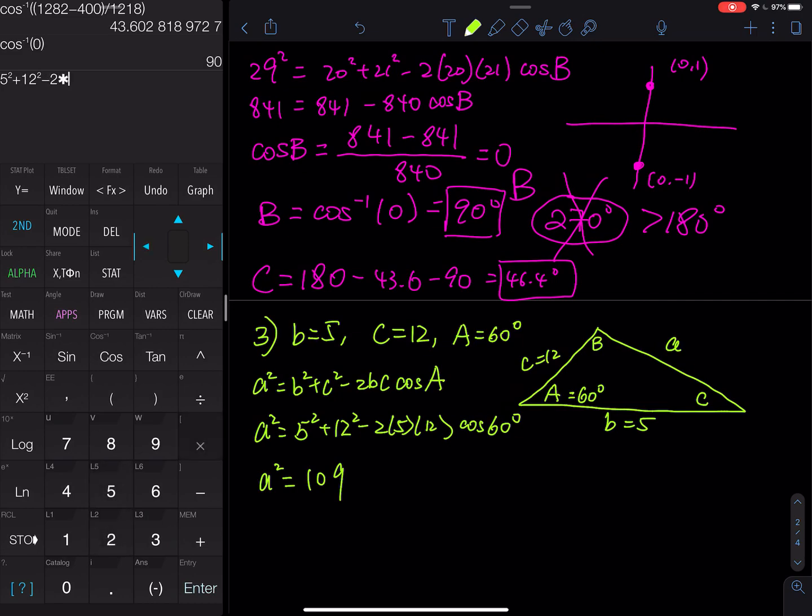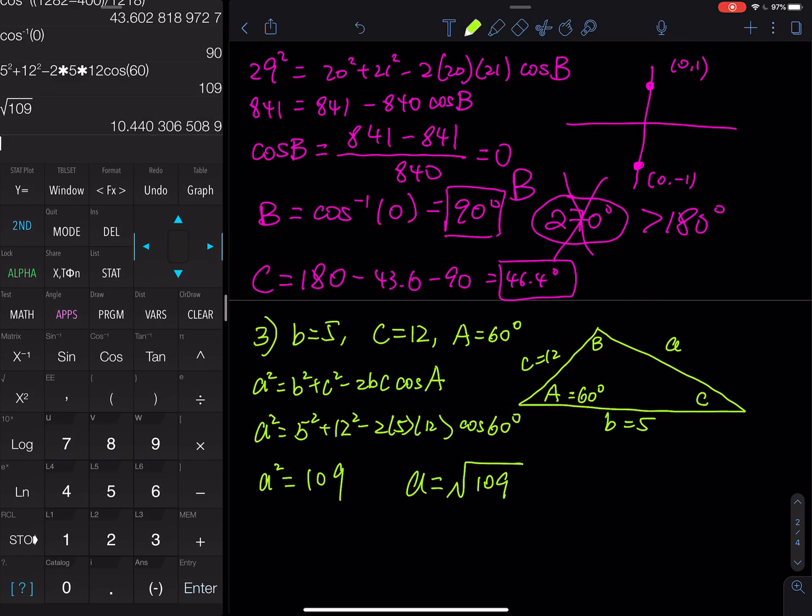2 times 5 times 12, or you can do 120, and then times cosine 60. Again, my calculator is already in degree mode. So you have 109, and then for A, you don't do the minus, the square root of 109. So the square root of 109, there you go, is around 10.44. So A is around 10.44.